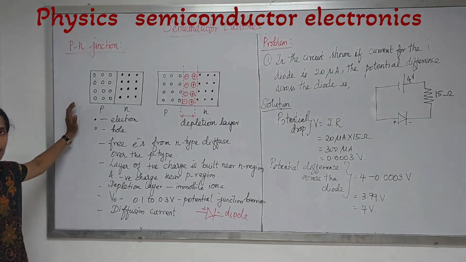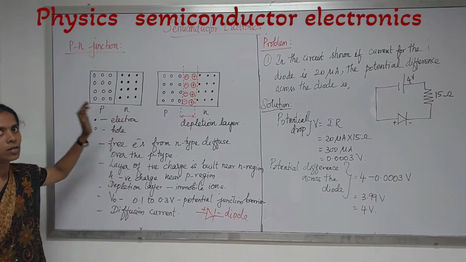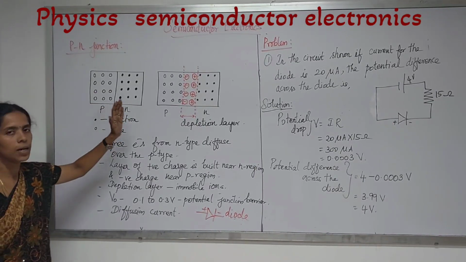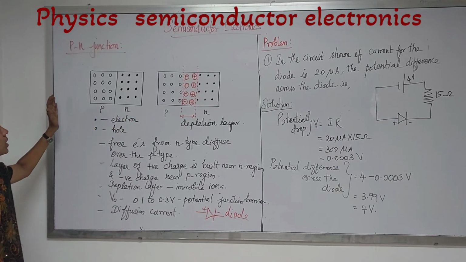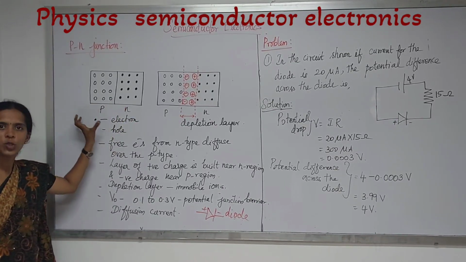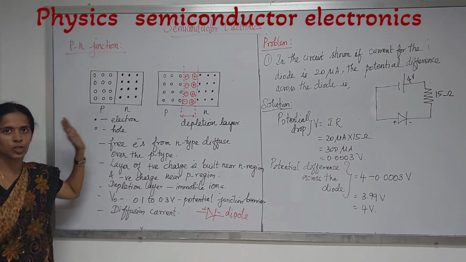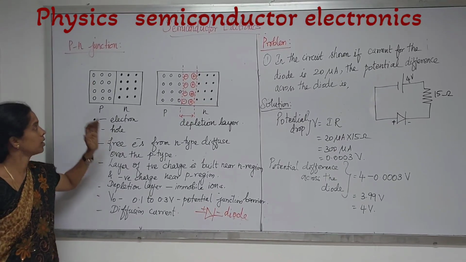Next we are going to discuss the p-n junction. We already discussed the p-type and n-type material. These p-type and n-type materials are joined together. It makes a junction which is called a p-n junction.